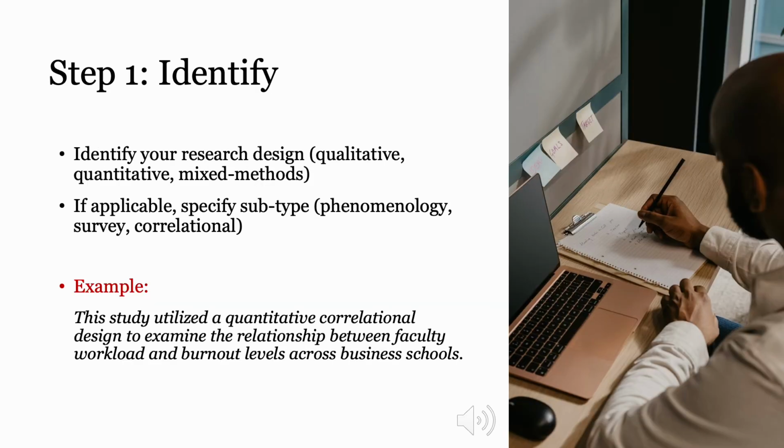The first step in writing this section is to clearly identify your research design. As you open this section, state directly whether your study is qualitative, quantitative, or mixed methods. If needed, you can also specify a subtype, such as phenomenology, case study, correlational, or survey research. Keep this part simple and concise. For example, this study utilized the quantitative correlational design to examine the relationship between faculty workload and burnout levels.